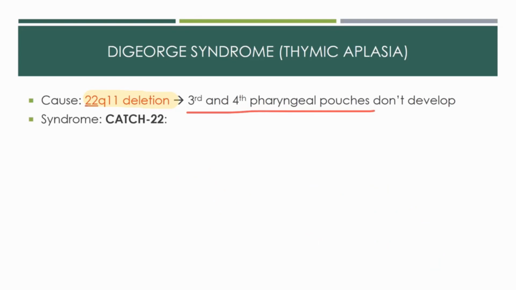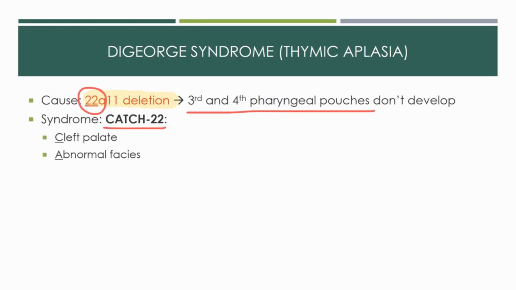So once you know that it's a pharyngeal pouch problem, remembering the syndrome is pretty easy, but there's a great mnemonic for it as well. The mnemonic is CATCH 22. The 22 will help you remember that the deletion happens on chromosome 22. The C is for cleft palate, and the A is for abnormal facies. This is pretty non-specific, as many genetic syndromes cause some kind of facial deformity.